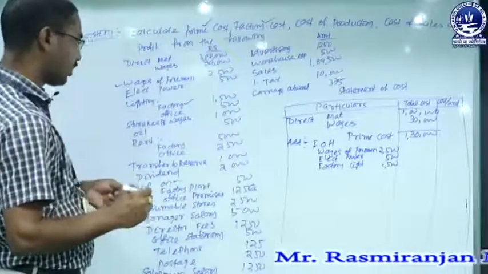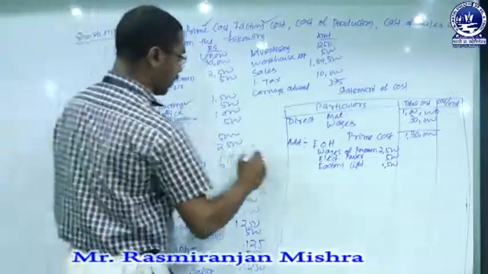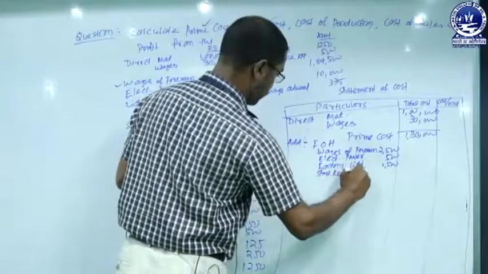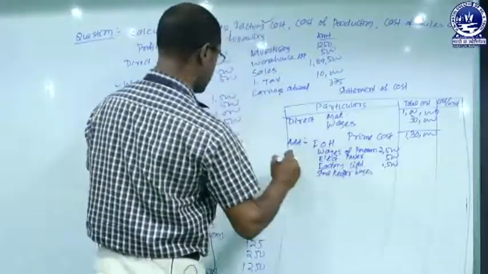Office lighting comes under office overhead. Next one is storekeeper wages. This also comes under factory overhead. Storekeeper wages, the amount is 1000.